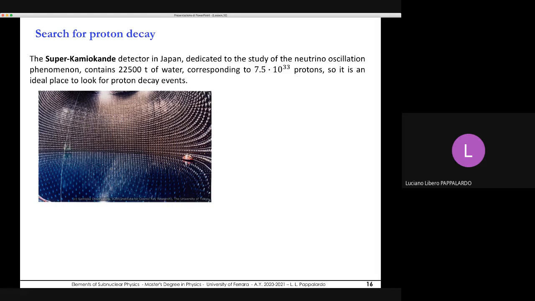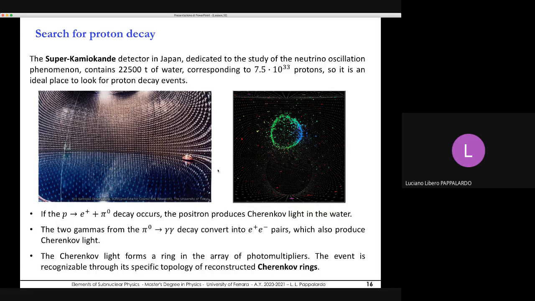So this is a huge tank, completely filled with ultra pure water, and all the surfaces are covered by photomultipliers. Okay. So why? Because one looks at Cherenkov light signals. So if the proton into positron π0 decay occurs, then this positron will produce Cherenkov light in the water. Okay. But then the π0 decays immediately into 2 gamma, and the 2 gamma can convert into e+ e- pairs, and this e+ e- can also produce Cherenkov light.